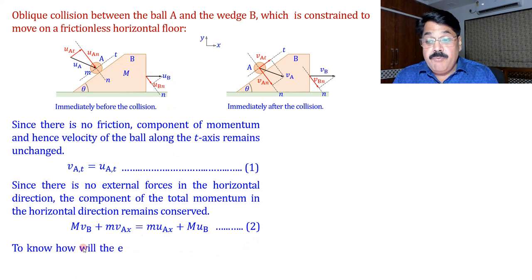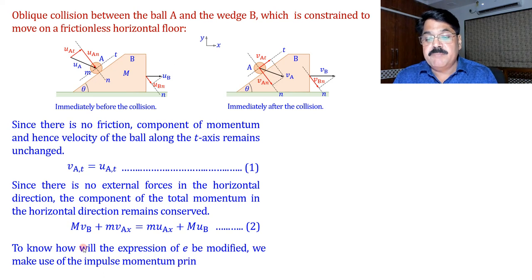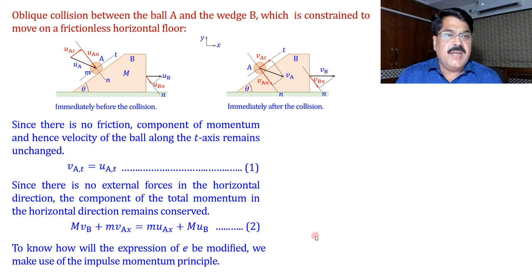To know how the expression of e will be modified, we make use of the impulse momentum principle. Actually, e was derived with the help of the impulse momentum principle. So here, how e will be modified, or whether it will not be modified, we don't know. That can only be explored with the help of the impulse momentum principle along the axis.